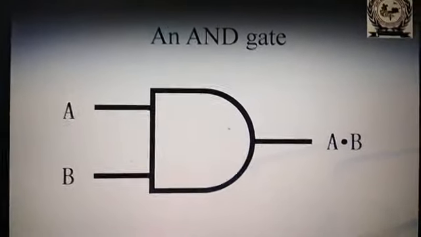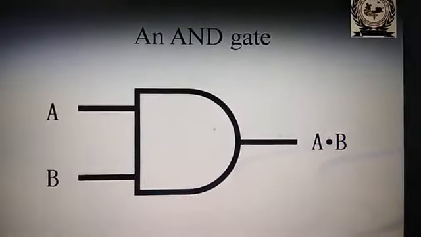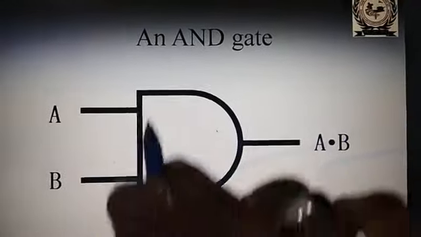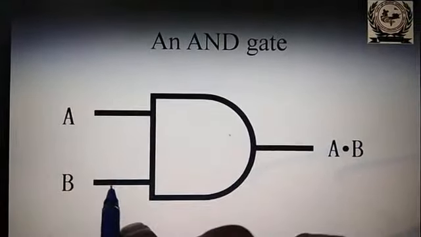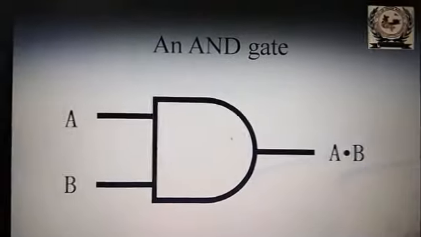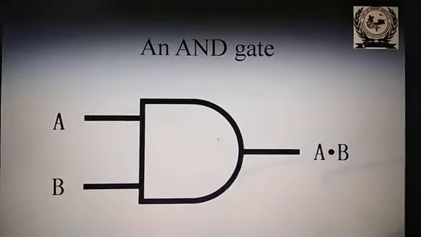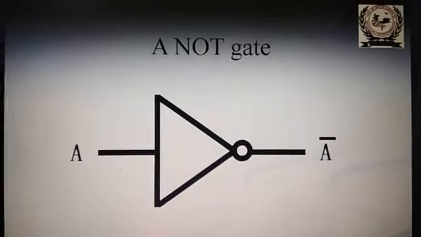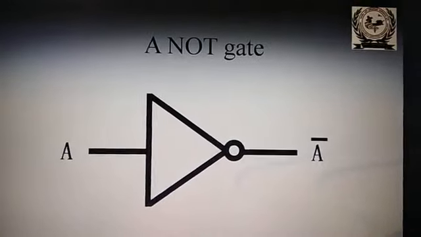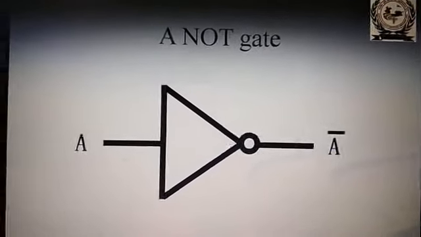This is the AND gate. This is called multiplication, logical multiplication, and this is the symbol used for logical multiplication. A and B are the inputs. This is A dot B. This is the multiplication, or ANDing, A ANDing with B. This is the NOT gate or inverter that we have also seen.